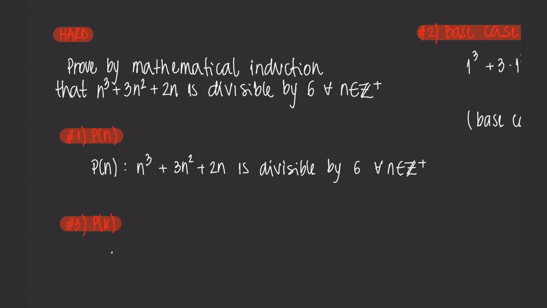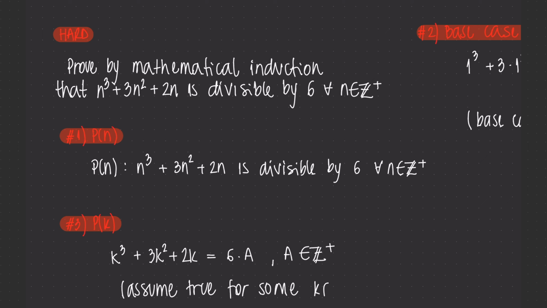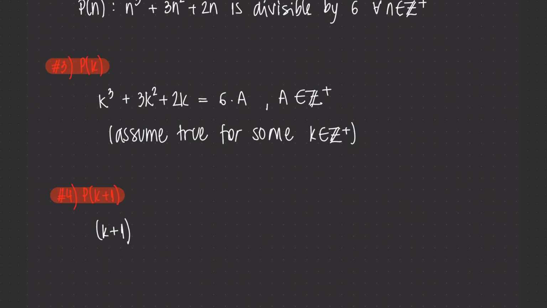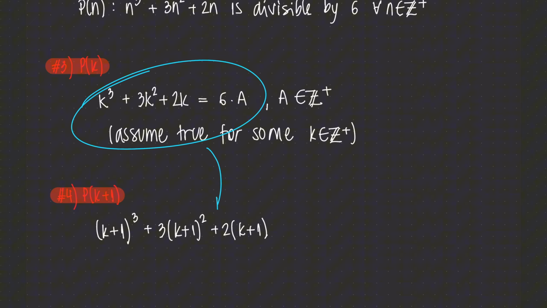On P of k, we are substituting n by k and assuming that this is a multiple of 6, which means that it's divisible by 6, equal to 6A, with A being a positive integer. So we're going to assume that it is true for some positive integer k. Now on P of k plus 1, we are going to replace k by k plus 1. So k plus 1 cubed plus 3 times k plus 1 squared plus 2 times k plus 1. And we're going to use this equation to make a substitution into P of k plus 1. Now, one substitution that we can make is rewriting k cubed as 6A minus 3k squared minus 2k.